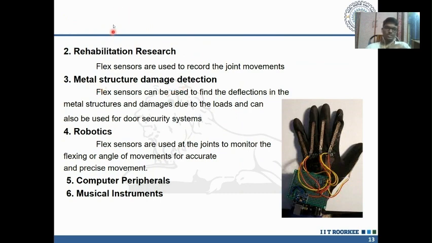Second application is used to treat patients in the rehabilitation center, to know the joint movements and to record the joint movements. And we can also use it to detect damages in metastructures. Not all damages, but those which involve bending. We can record the movements of those bendings. Like if it was an ideal case, then it will work. It will bend a good amount.